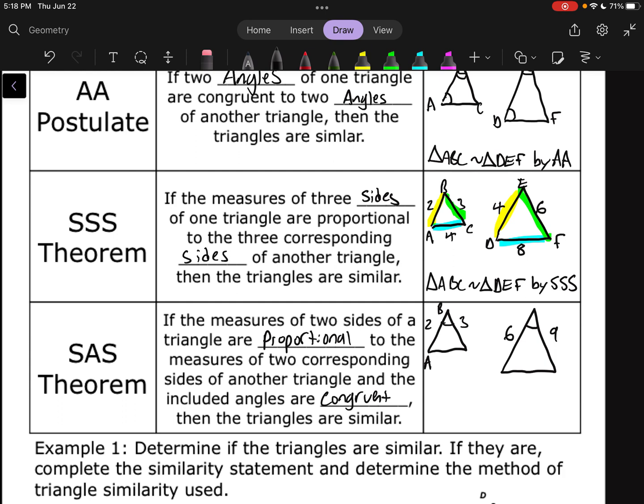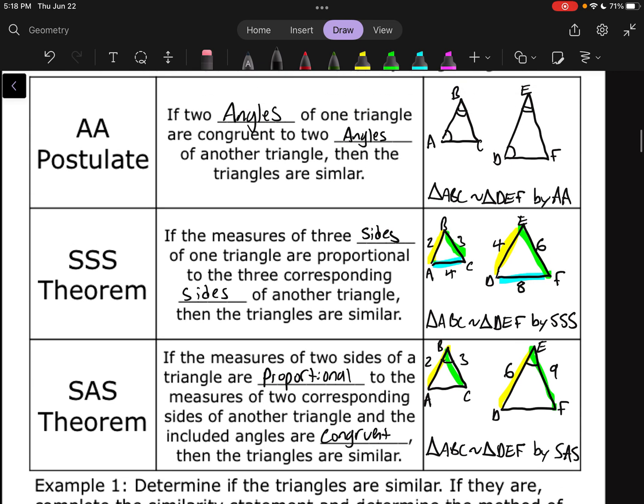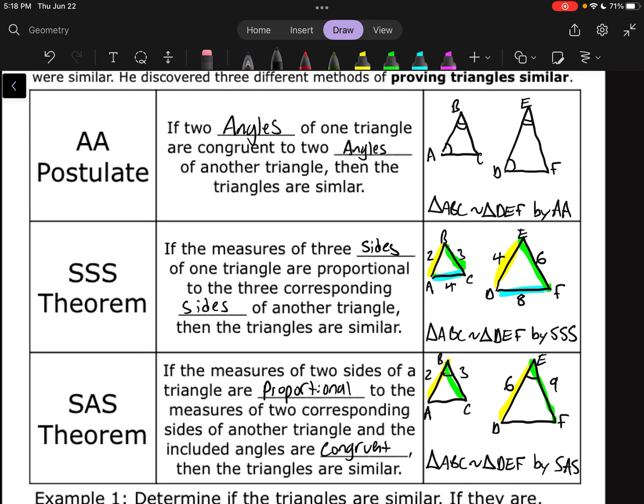So if we've got ABC over here, DEF over here, then we can see that this times 3 is this, times 3 is this. So those sides are proportional, and we've got those included angles being congruent. That would let us say triangle ABC is similar to triangle DEF by SAS. Okay, so those are going to be our 3 different ways of proving that triangles are similar.